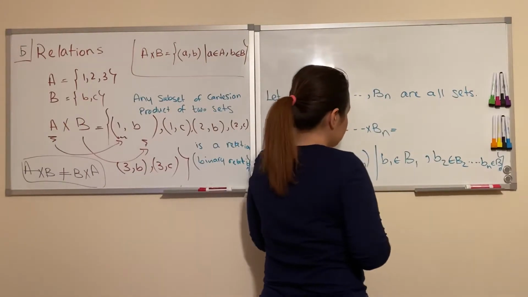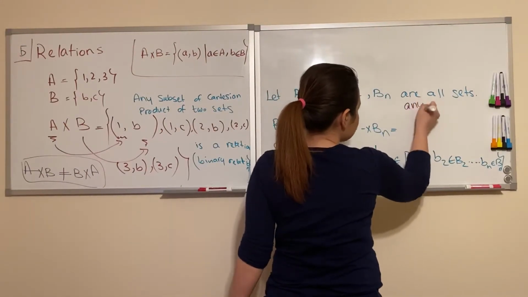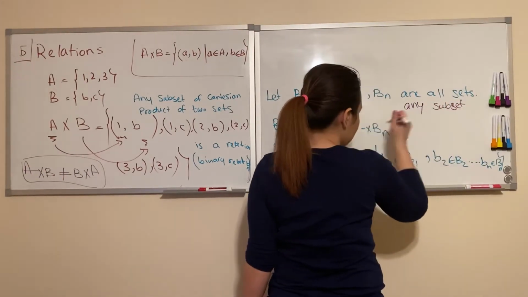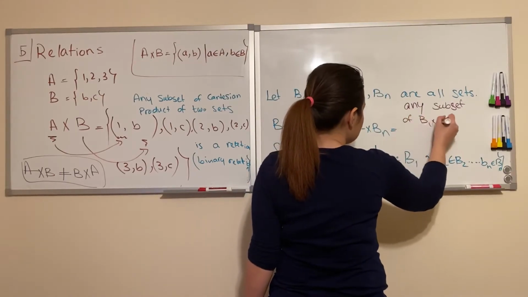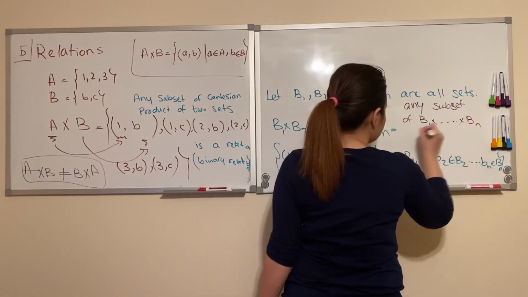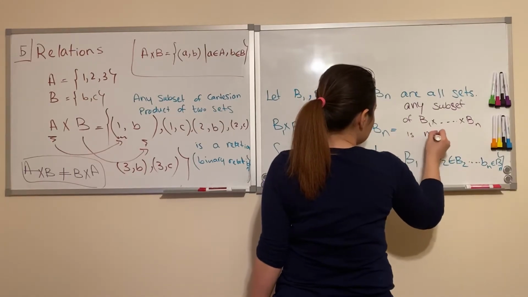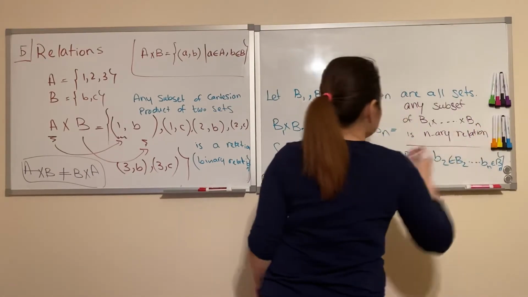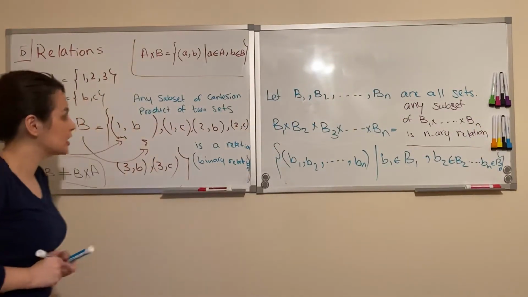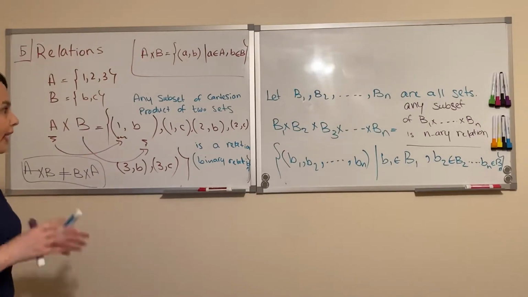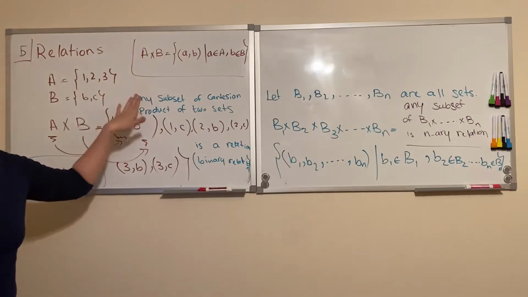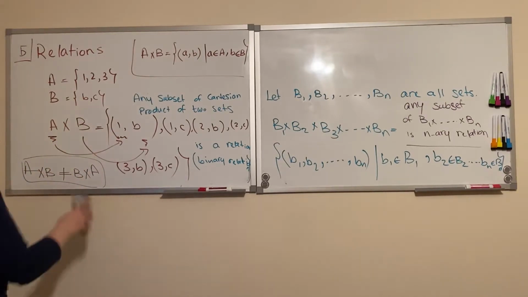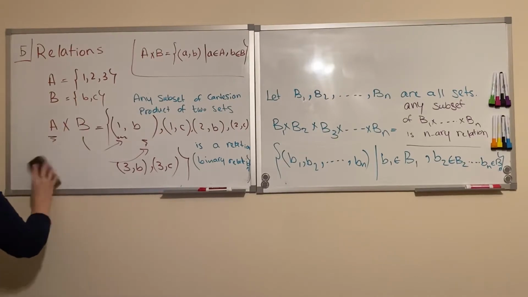And here, let me write that with purple actually. Any subset of this is an n-ary relation. Okay, we'll see some examples, but after that, we actually will focus on binary relations, not n-ary or bigger relations.